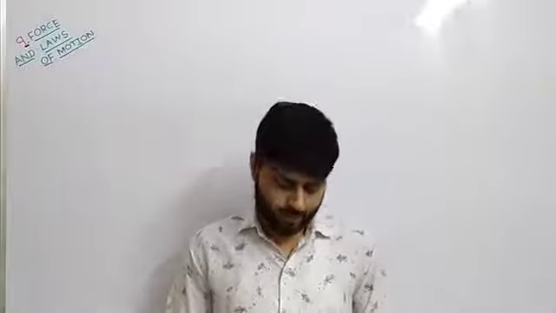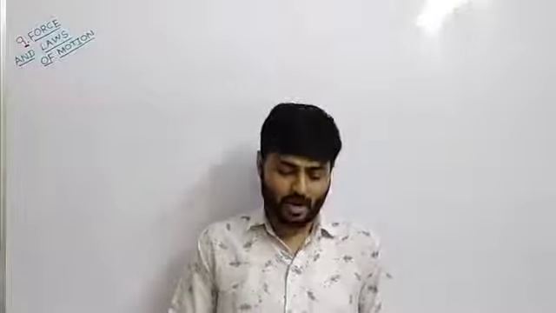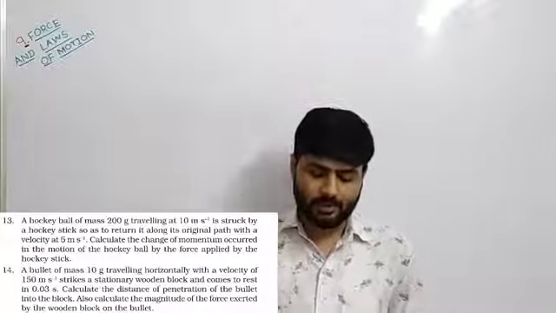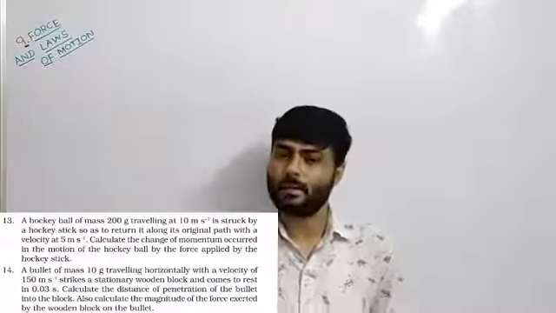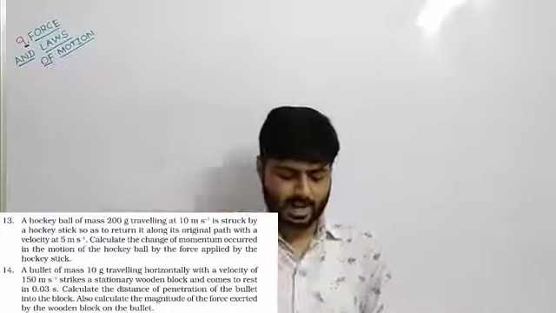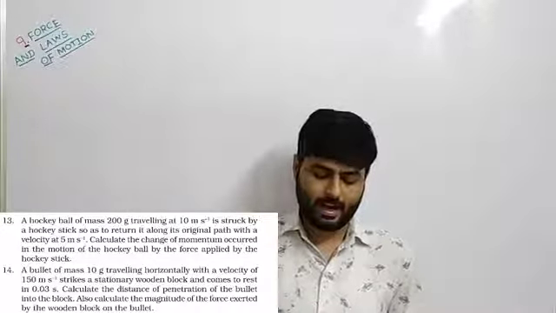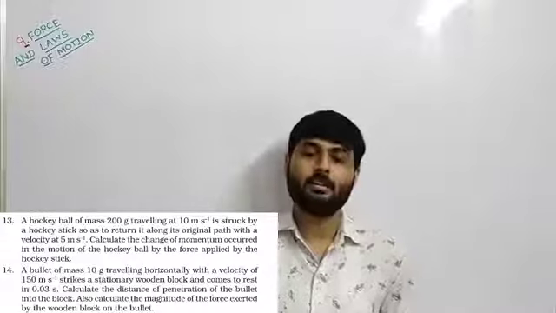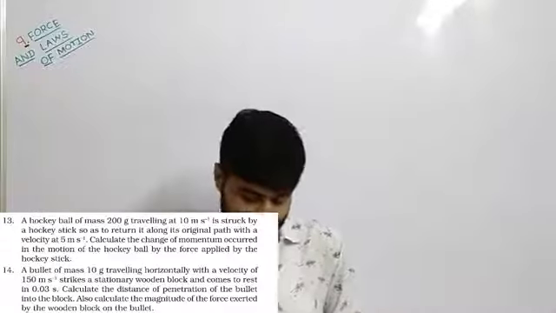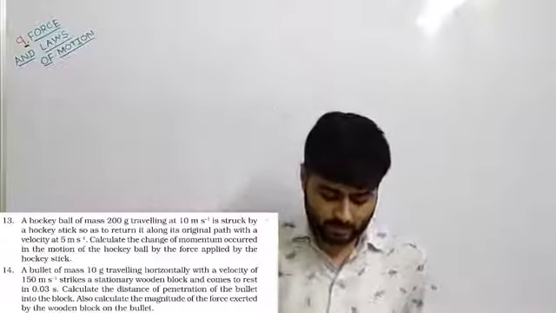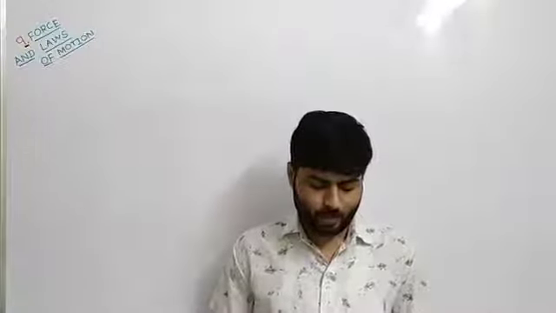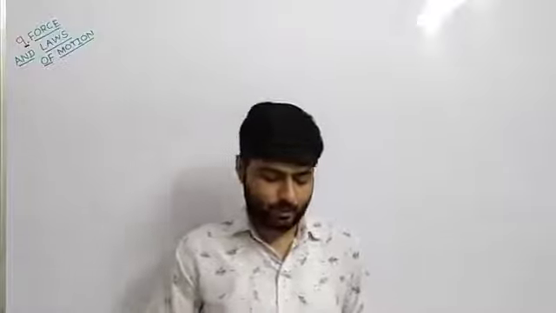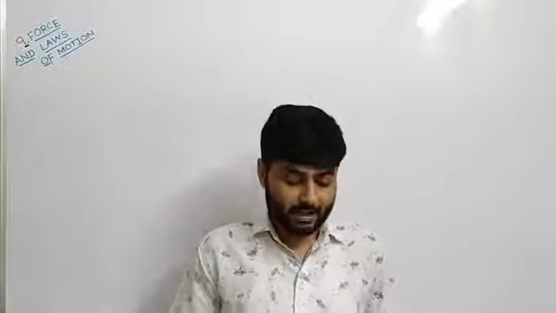Question number 14. A bullet of mass 10 gram traveling horizontally with velocity 150 meter per second strikes a stationary wooden block and comes to rest in 0.03 second. Calculate the distance of penetration of the bullet into the block. Also calculate the magnitude of force exerted by the wooden block on the bullet.